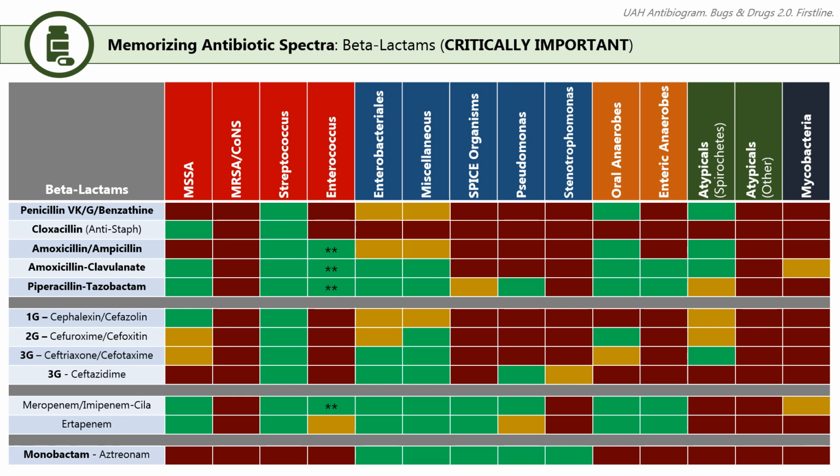Aztreonam is an uncommonly used antibiotic that is primarily active against gram-negative pathogens, including Stenotrophomonas. However, we typically reserve it for multi-drug resistant pathogens once we lose access to our less broad and strong options.